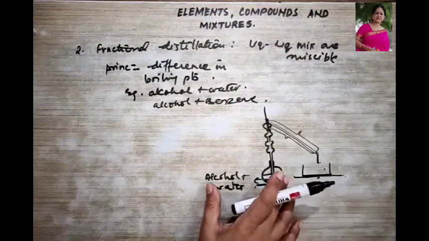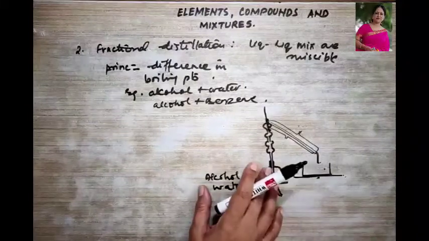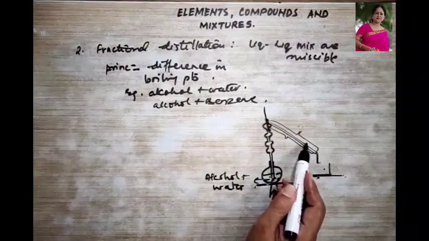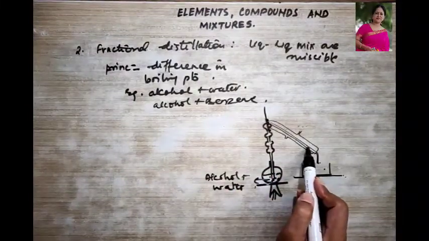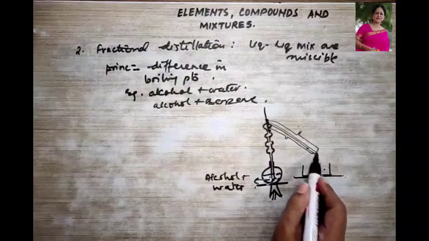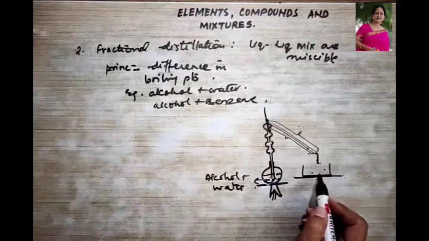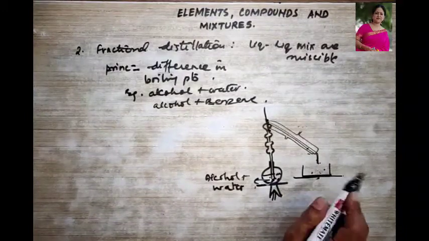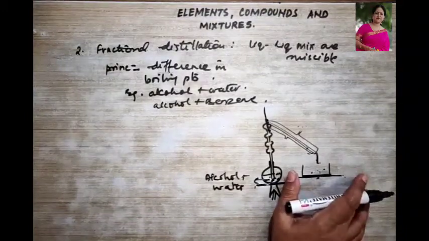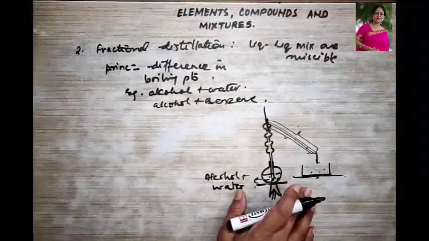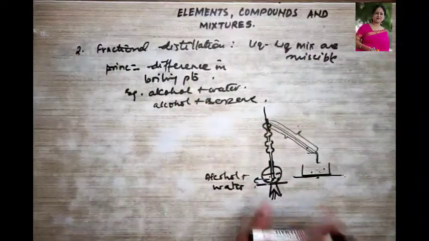Then the change of liquid to vapor and vapor changing back to liquid takes place where? In the condenser, right? And thus over here the vapor which was collected in the condenser changes into liquid form and it is collected in the first beaker. So this is the way how the fractional distillation is carried out.